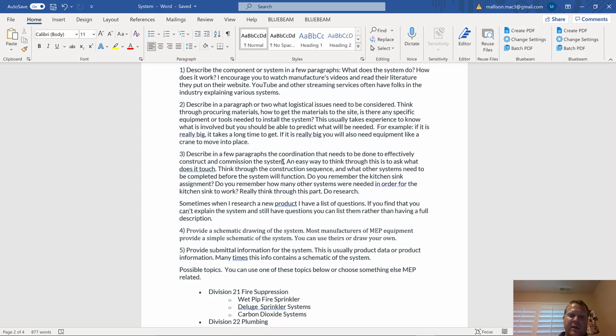And so it's not independent components. When I was talking about the chiller, the chiller can't just start up by itself and be working. It needs a cooling tower, and it needs to be able to have a load. So it needs the air handler, right? So that's what I need to describe. And I gave you an example like the kitchen sink. Think through the kitchen sink assignment. When we had the kitchen sink, how many systems were really needed?